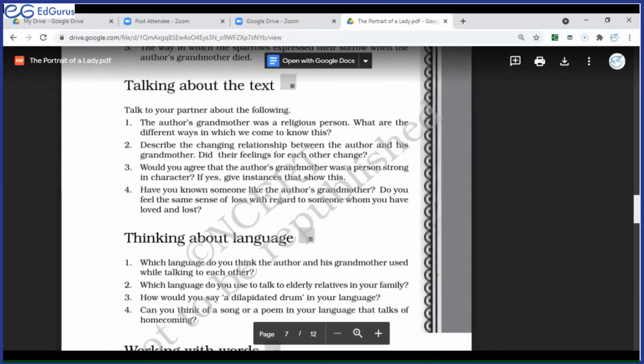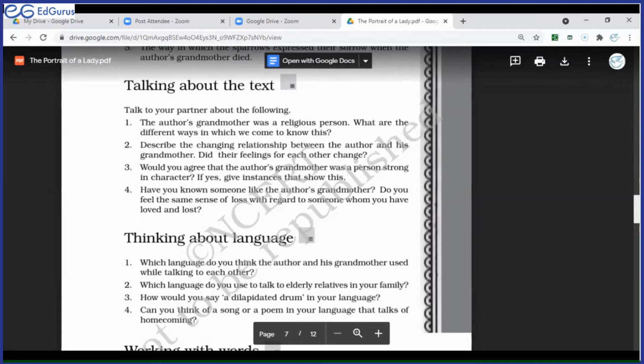Another important point is that she learned that in her grandson's city school no religious teaching was done. This really upset her. So that also suggests that she was a religious woman. Right? Now the next is: describe the changing relationship between the author and his grandmother. Did their feelings for each other change? Of course, the answer is no. Let us first describe the changing relationship between the author and his grandmother.